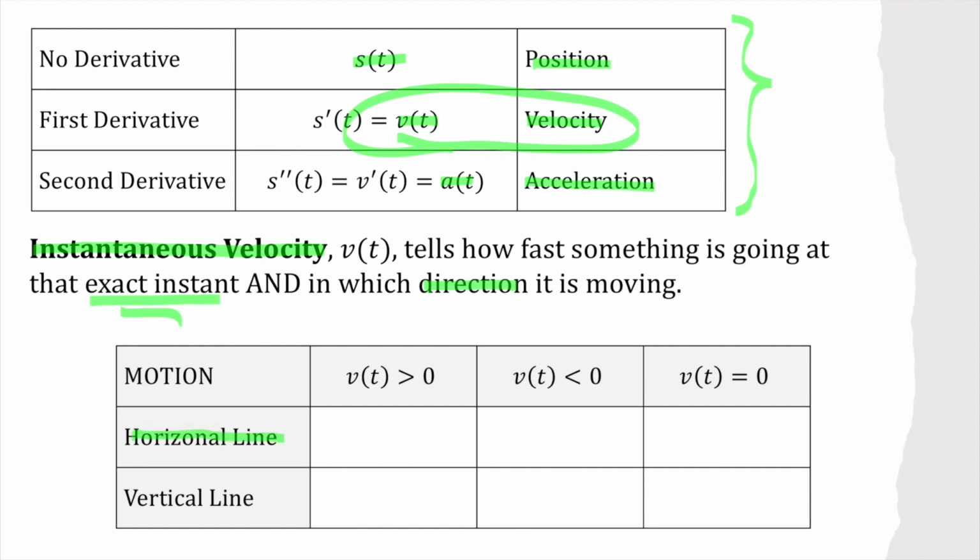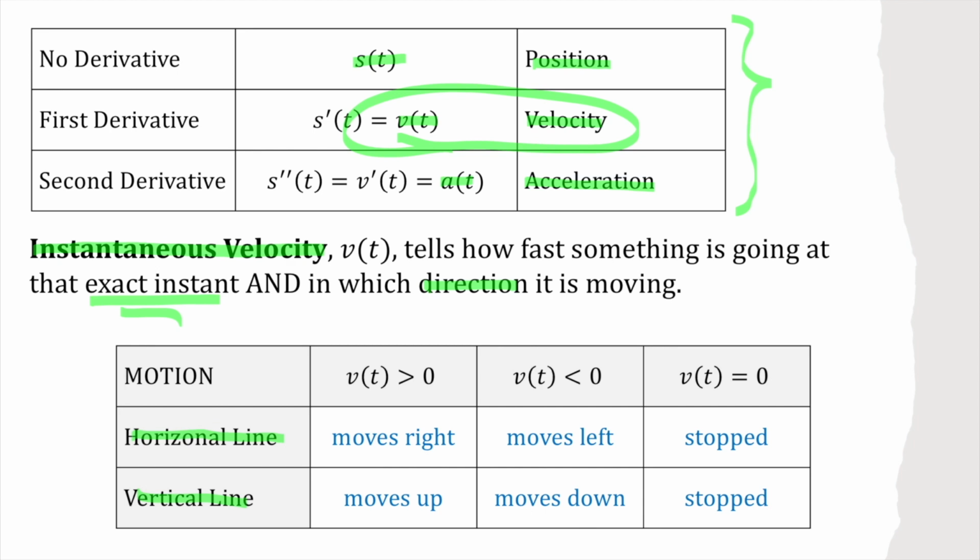So if you have a horizontal line, you're going right and left. If the velocity is positive, then the object is moving to the right. If velocity is negative, the object is moving to the left. And if the velocity is zero, the particle is stopped. We can also have a vertical line, an up and down motion. If velocity is positive, that means the object is moving up. If the velocity is negative, the object is moving down. And again, if the velocity is zero, then the particle or the object is just stopped. It's just sitting there.